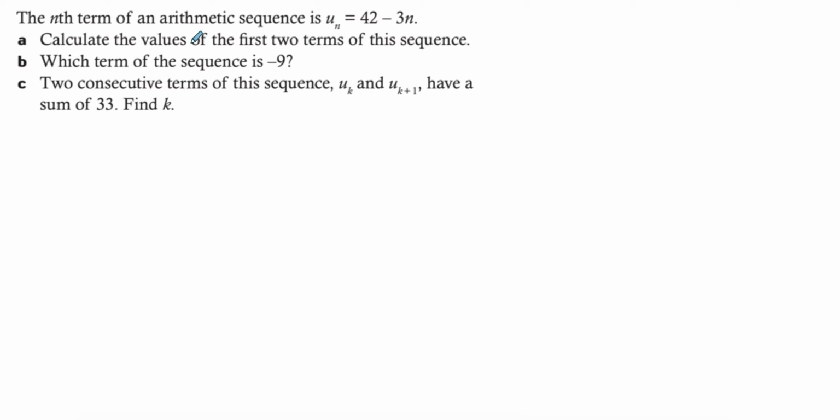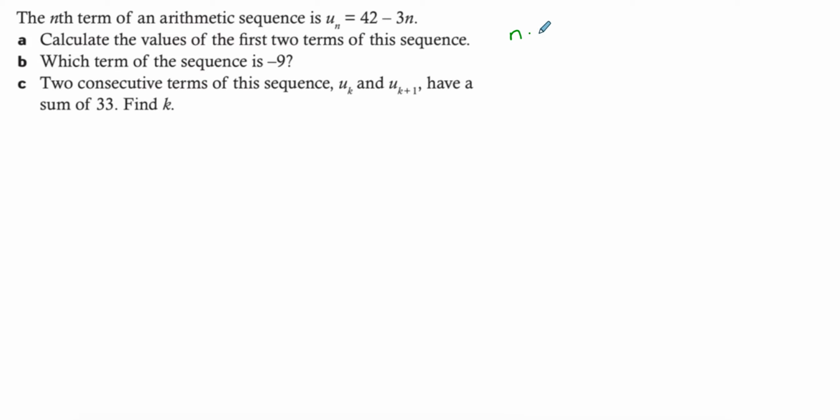So it gives you the nth term of an arithmetic sequence as such, and I've explained that sometimes they would simplify the formula that we have to get to this form. So we can know that the common difference is -3, but we don't know what the first term is. So you can't use this to actually answer the first part of the question, which is calculate the values of the first two terms of the sequence.